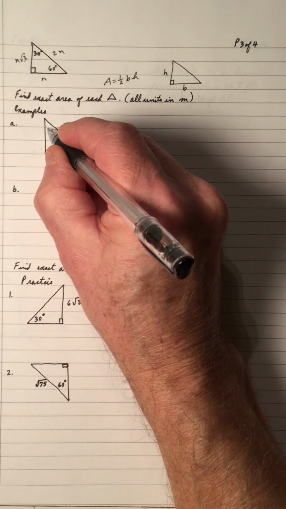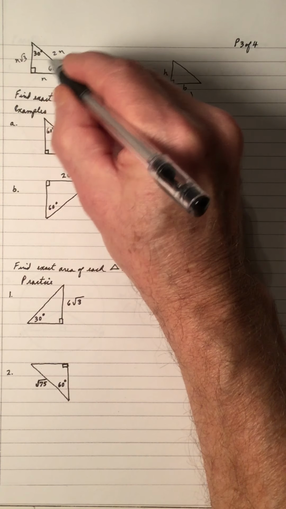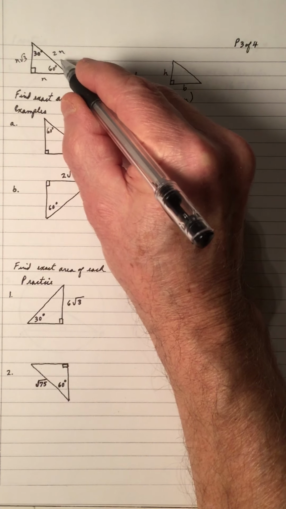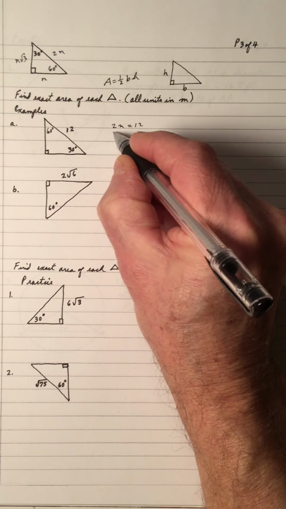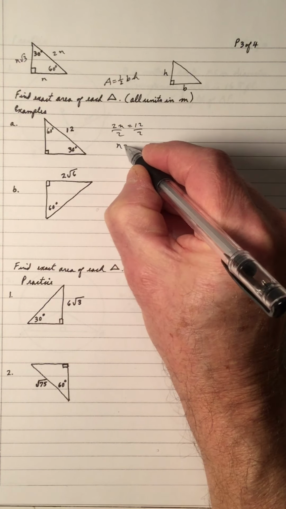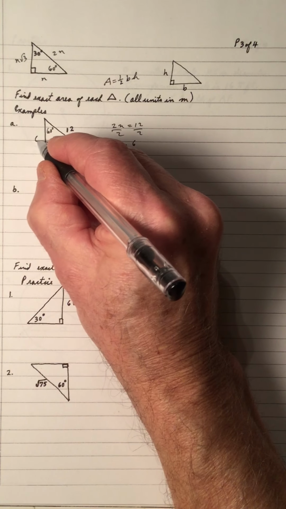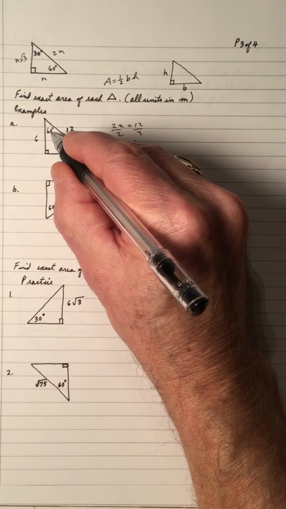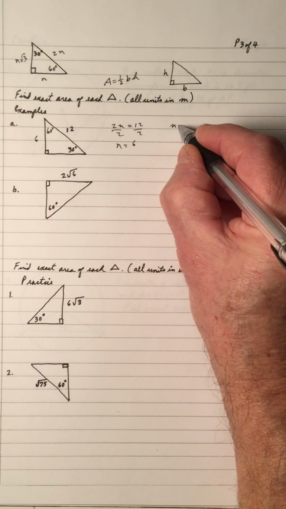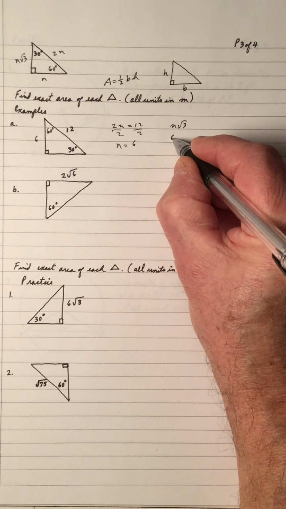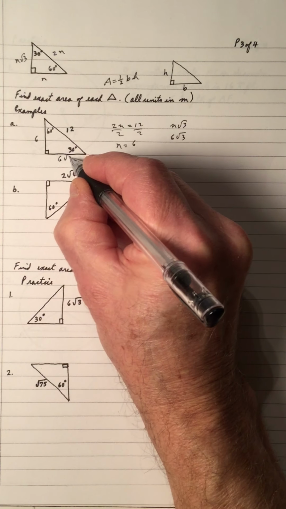There's a 30 and there's a 60. And the 12 is opposite to 90. So the 12 opposite to 90 is 2n, so 2n is 12. Divide by 2. So n is 6. So opposite to 30 is n, so n is 6. And this side right here, opposite to 60, is n root 3. So n root 3 is 6 root 3 because n is 6. So this side is 6 root 3.